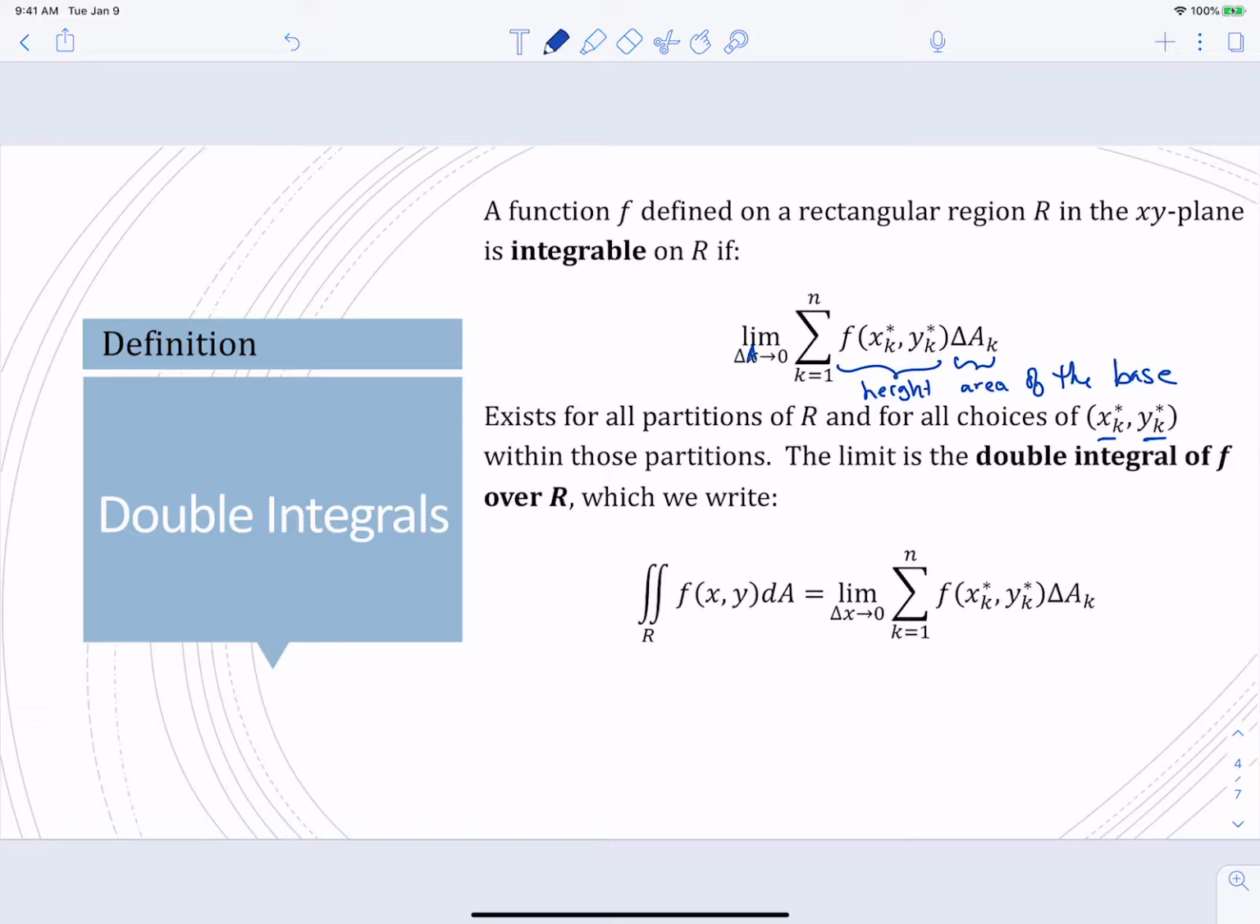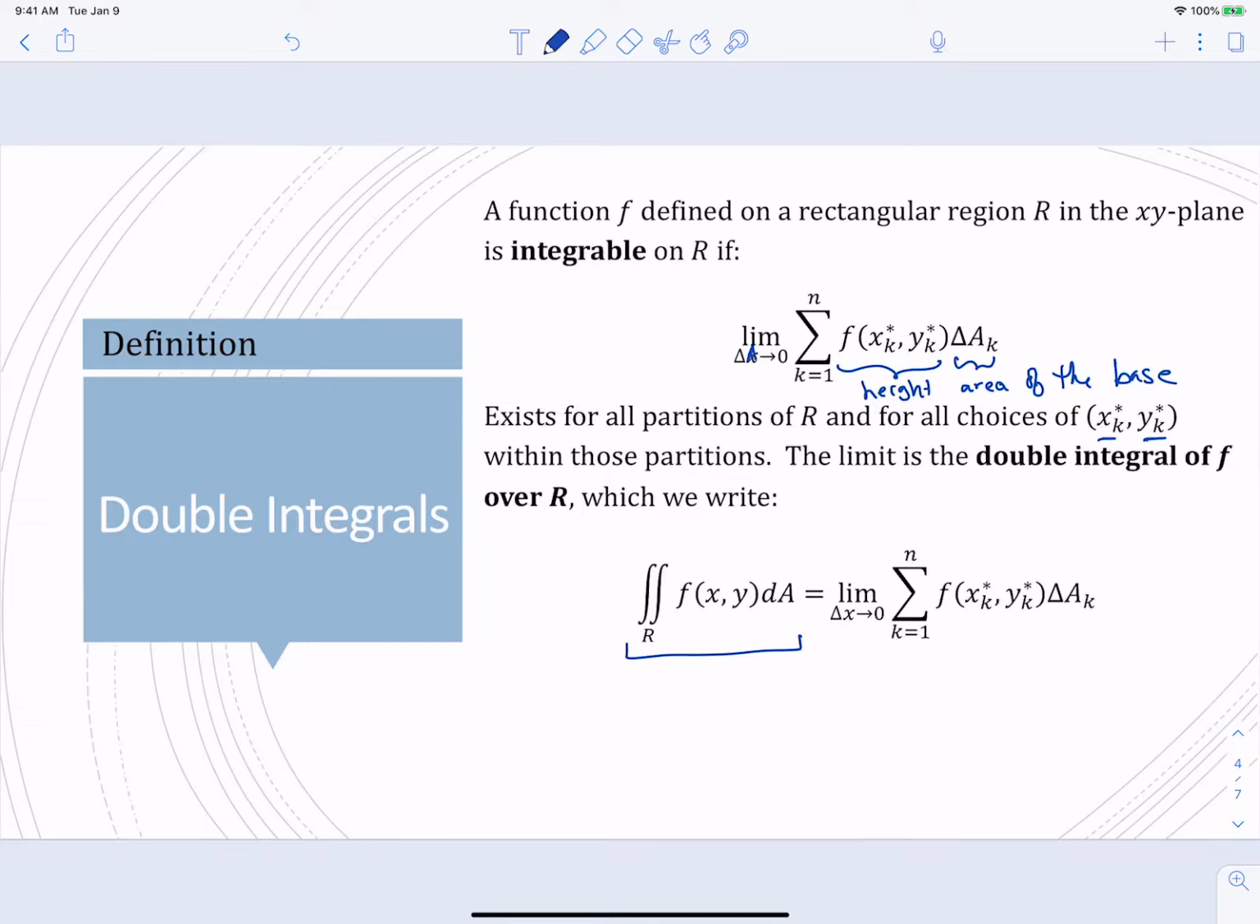So this is really just saying it doesn't matter how you make those rectangles or squares, at what point you choose to find the height. As long as this limit exists, then your double integral exists. And so we've got our notation here. We've got two integral symbols. So we're going to take the integral twice of our function f of x, y, and then we've got dA.